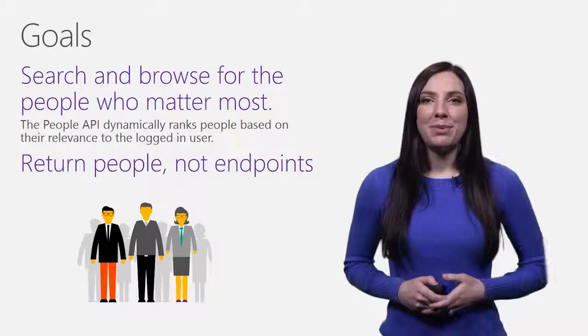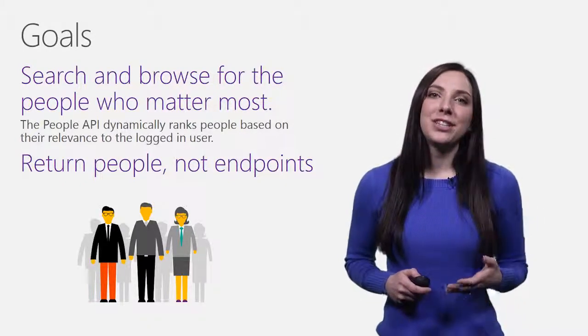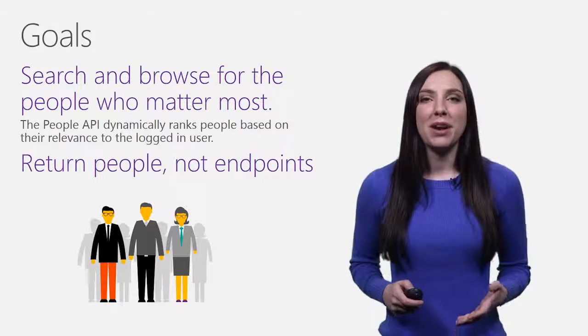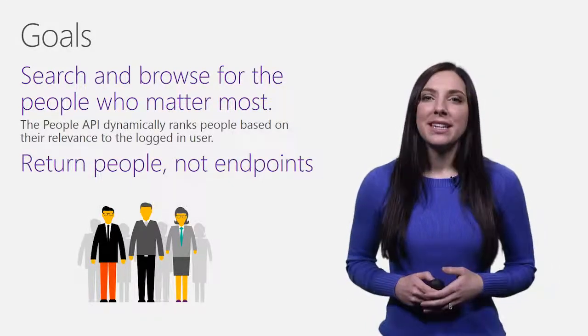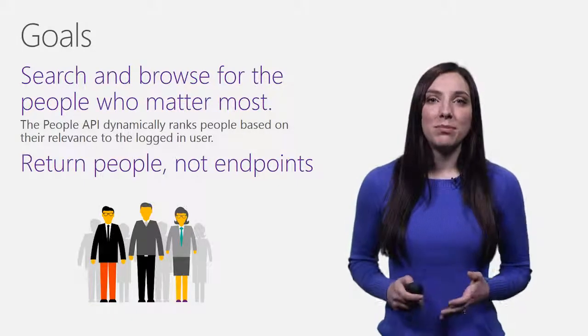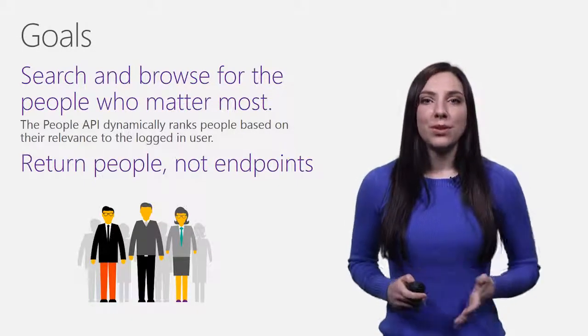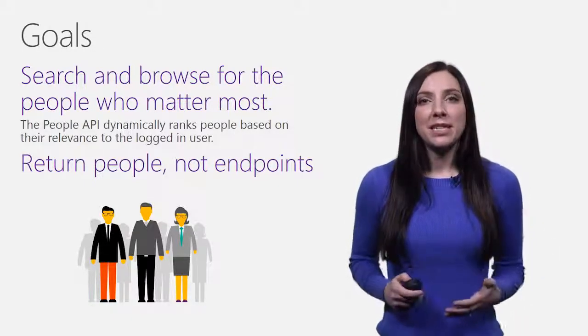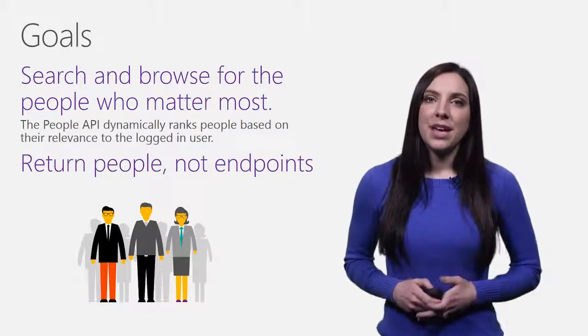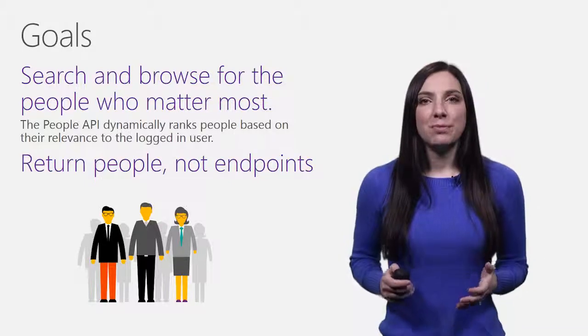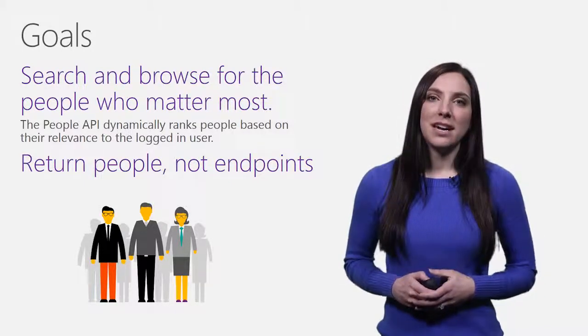The goal of the People API is to allow users to efficiently search for and browse through the people who matter most to them. Users should be provided a rich view of these people, containing everything they know about them in one place. With this goal in mind, the two primary responsibilities of the People API are to rank people based on their relevance to the user and to display the result as a unified person rather than disconnected contacts and endpoints.